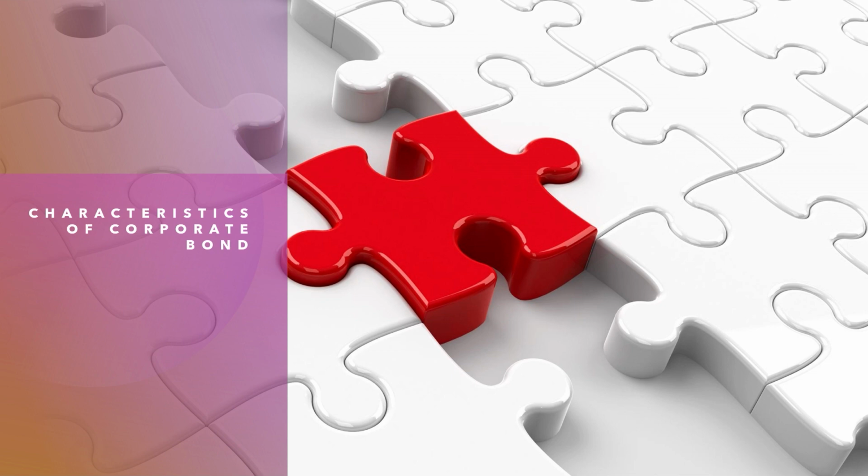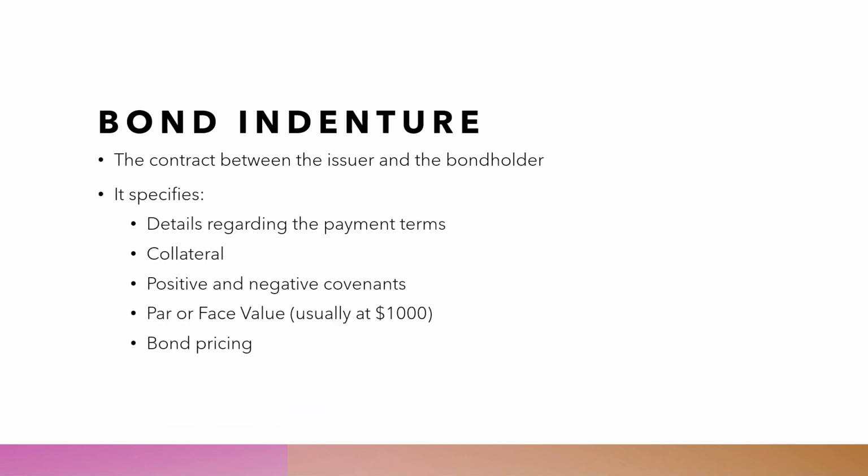But first, let me introduce to you bond indenture. Bond indenture is the contract between the issuer and the bondholder. It specifies the following: the details regarding the payment terms, collateral, if any, the positive and negative covenants, par or face value, which is usually at increments of $1,000, and bond pricing, which is a percentage of the face value.